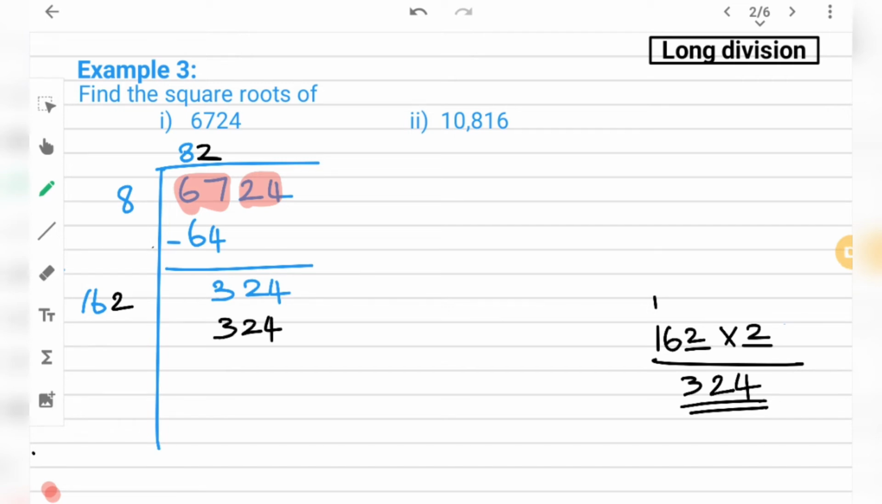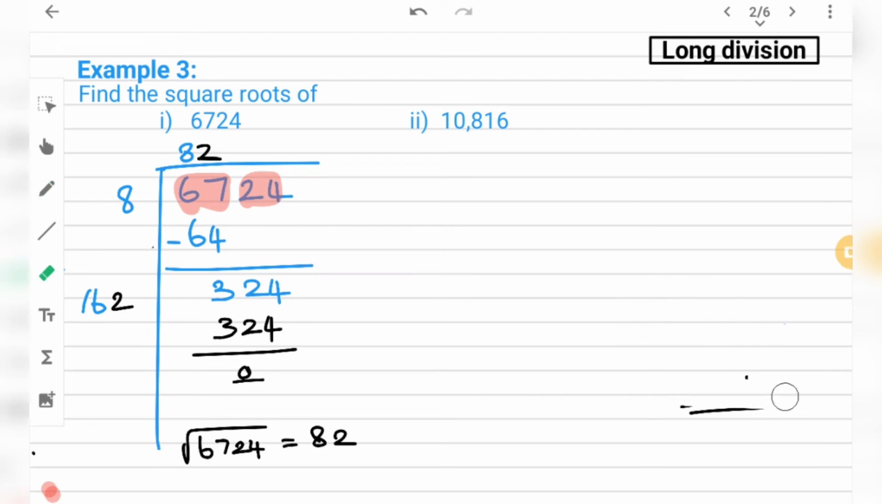324. You have to be careful. You are multiplying 162 into 2. Right? Yes. And then you will get the remainder as 0. Therefore, the square root of 6724 is 82. Is it easy? Yeah.